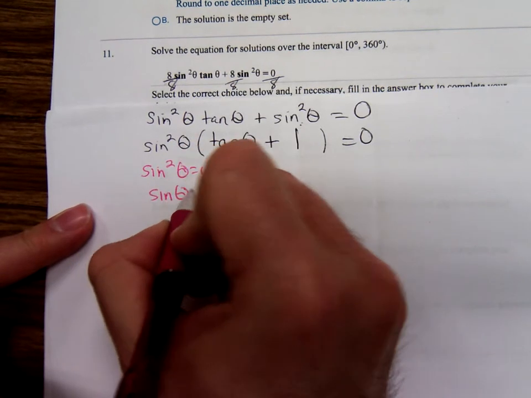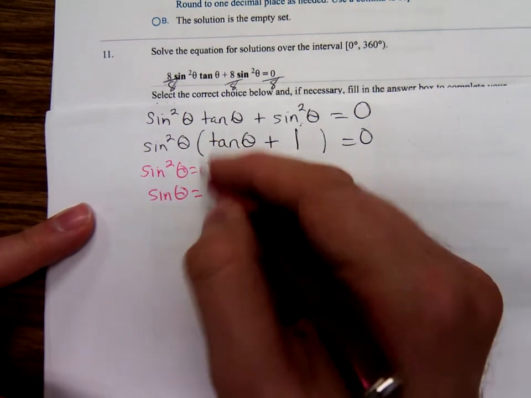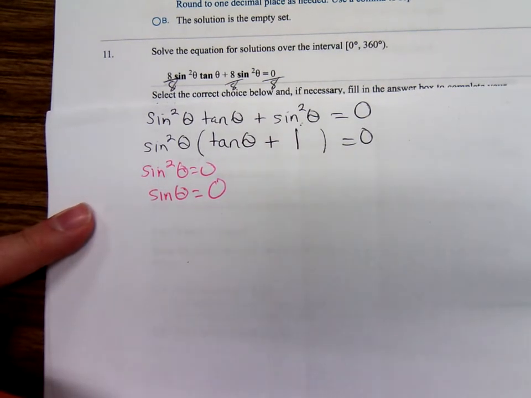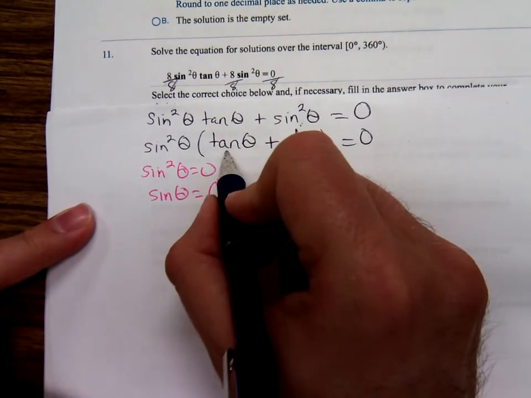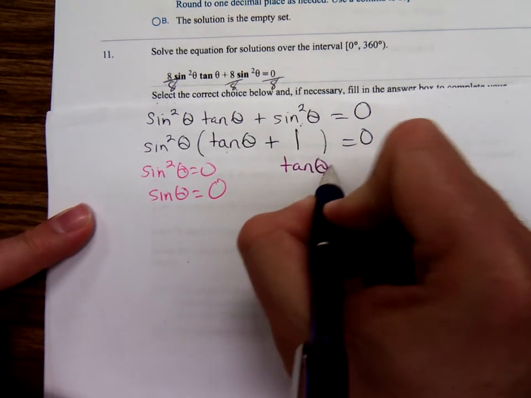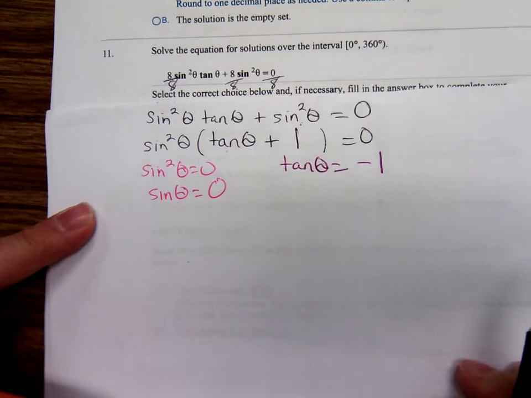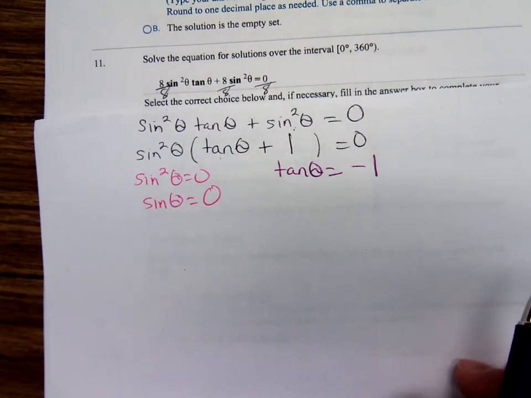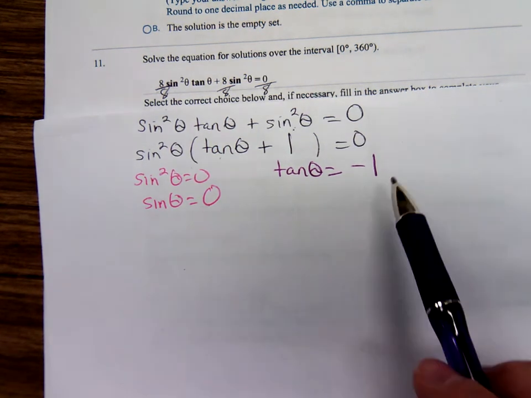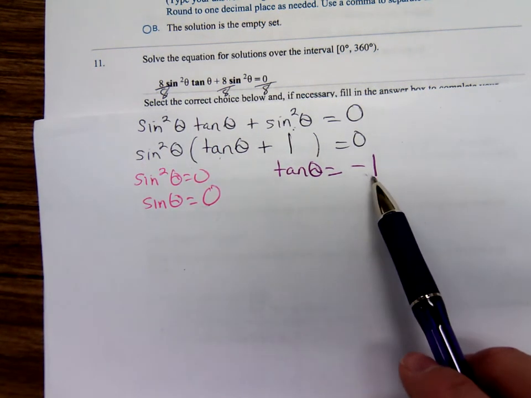This is one of those where you don't have to do plus or minus. Plus or minus 0 is just 0. So sine squared theta is 0 means sine theta is 0. Take the tangent theta plus 1, move the 1, tangent theta is -1. So where on the unit circle is sine 0? Where is tangent -1?